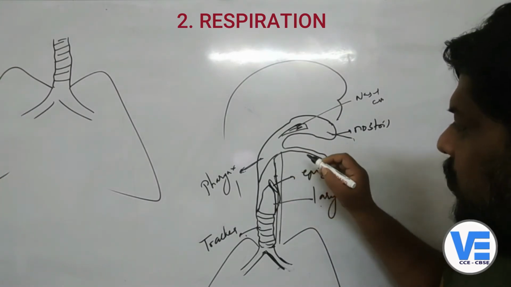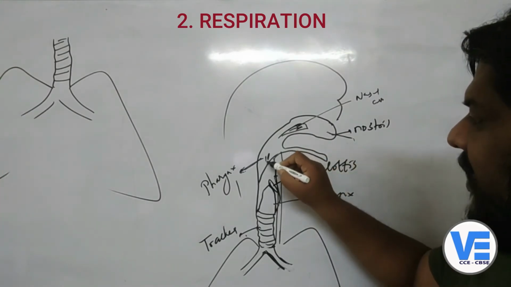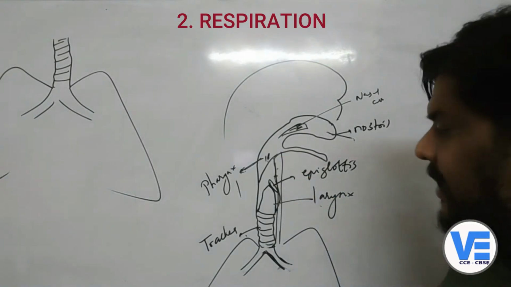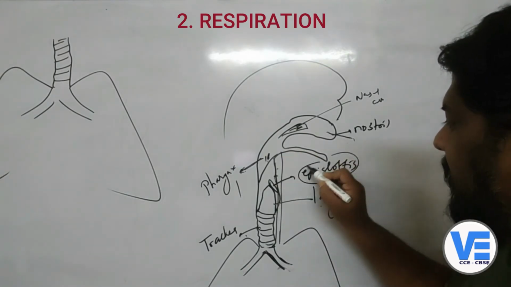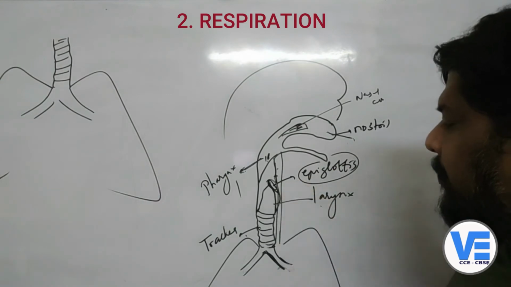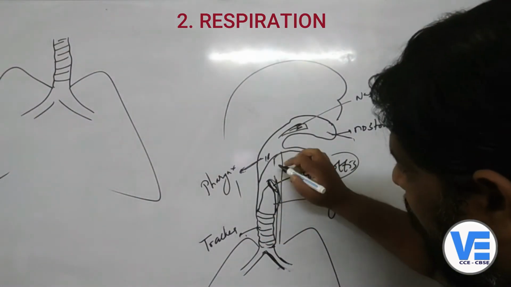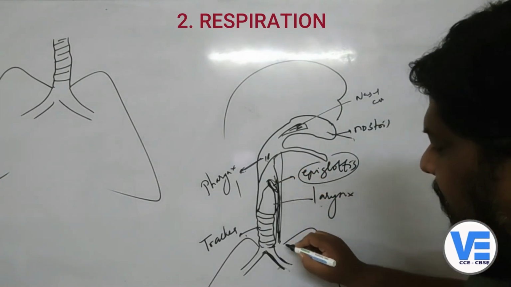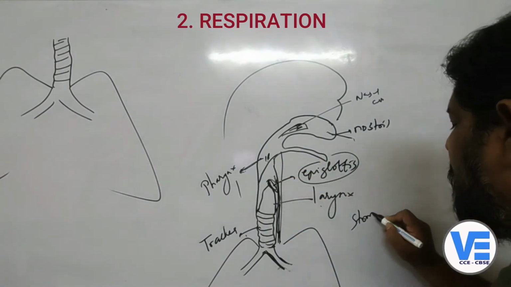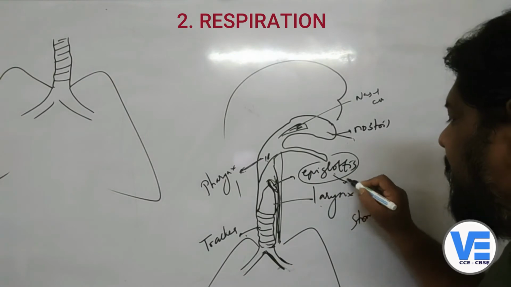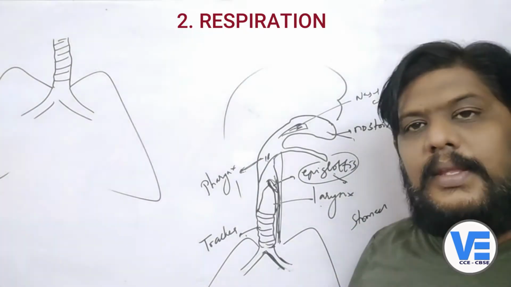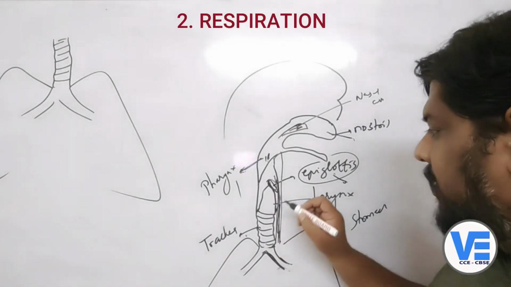Now the air which you breathe should go into the next part, which is called the larynx. Even food, when it comes into the pharynx, has chances to get into the larynx, but here the epiglottis will close the pathway into the larynx so that the food will directly enter the esophagus and then the stomach. So this epiglottis is preventing the entry of food into the larynx. So next one is the larynx.